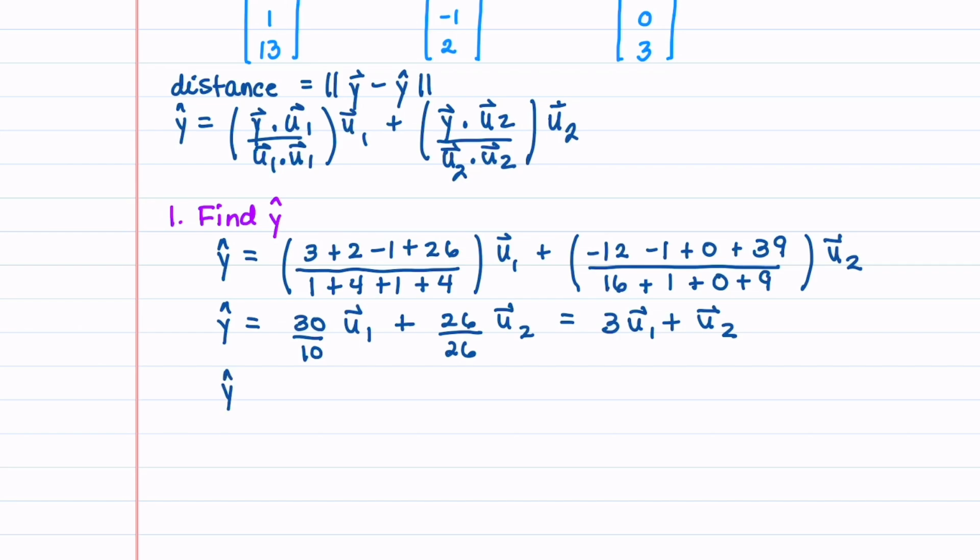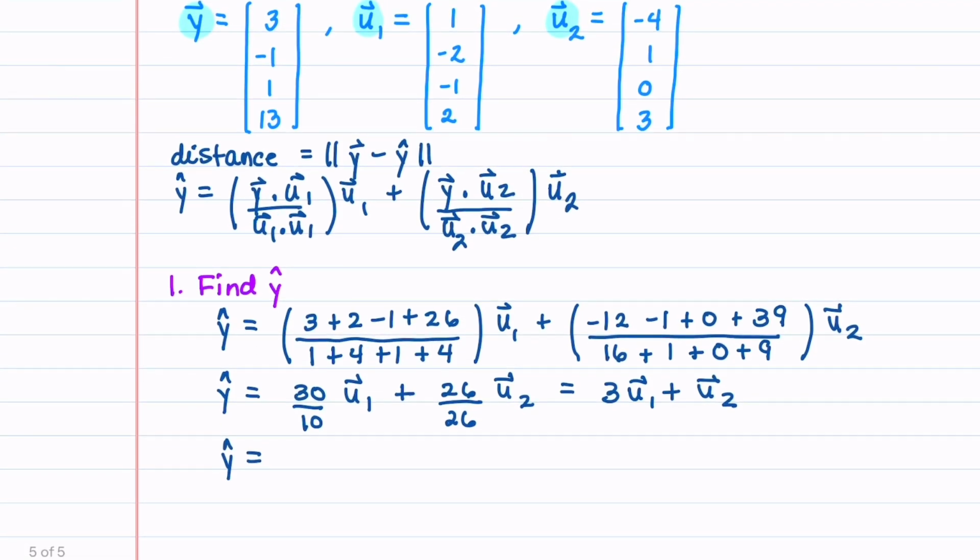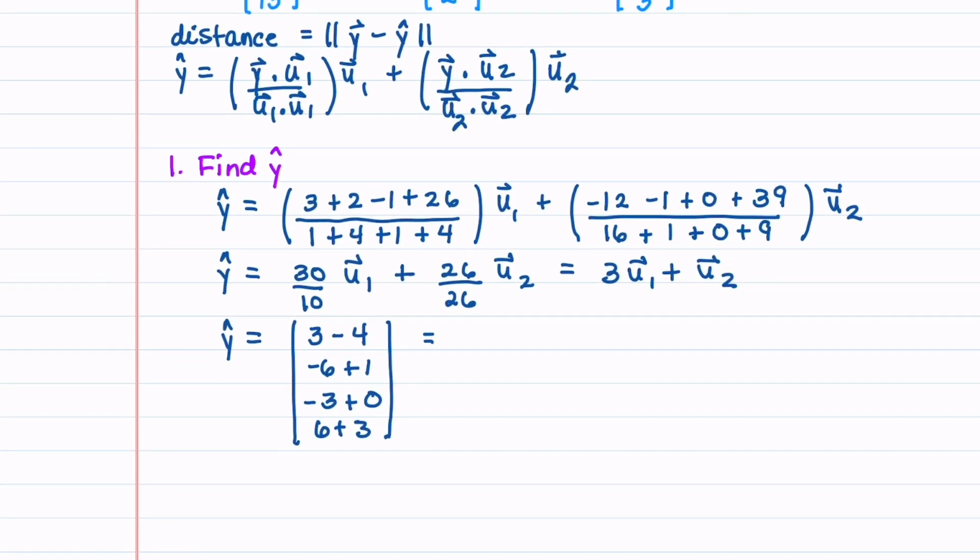Let's now go ahead and compute what that is. We're going to have to pull this down so we can look at our vectors again. We have 3 times u1. So that's going to be a 3 plus u2, so that's a minus 4. And then we're going to get a minus 6 plus 1. We're going to get a minus 3 plus 0. And then for the last component, we're going to get a 6 plus 3. We'll pull this up and give us a little bit more room. So our y hat is equal to minus 1, minus 5, minus 3, and 9.